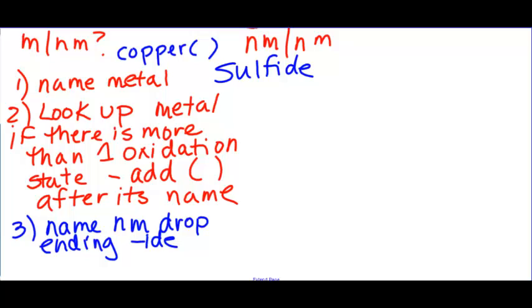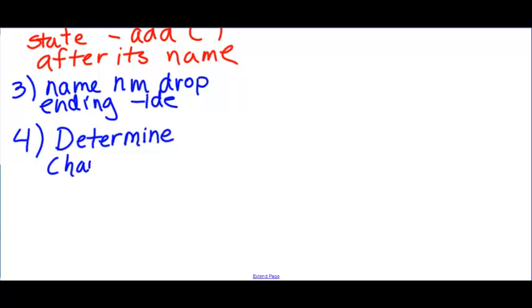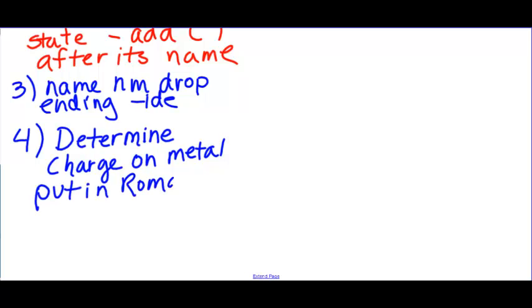Now, we got to deal with that parentheses. Again, if it didn't have the parentheses, you would not need to do the next step. We must figure out which copper charge it has in this compound. So we need to determine the charge on copper in this compound. So that's what we're going to do next. Again, if there's parentheses, if there's no parentheses, you don't need to do this. Okay? So determine charge on metal, put in Roman numerals in the parentheses.